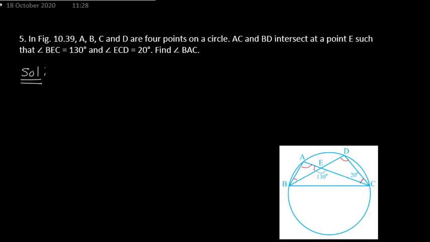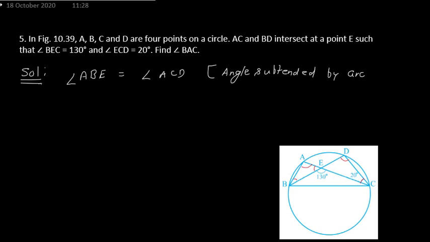I will say that angle ABE or angle ABD is equal to angle ACD. Angle subtended by arc AD. So angle ABE will become 20 degrees. This is my first equation.